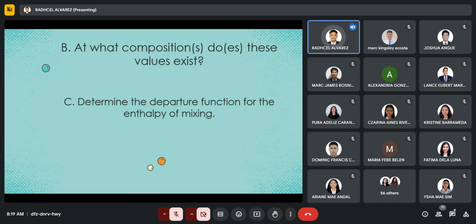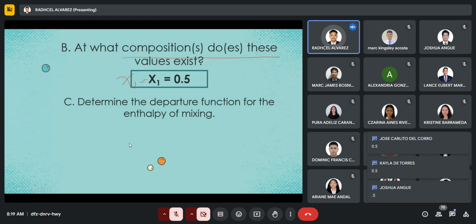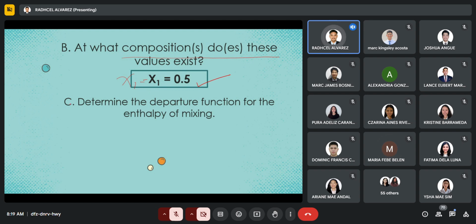Ano kayang value niya? Ano kaya sagot natin dito? Saan daw siya nag-exist? Yung mga values na nakuha nyo? Anong composition? Anong value ng x1? 0.5 po. Okay, very good. So, meron tayong x1 is equal to 0.5. Kasi doon nag-exist yung kanyang maximum value. Now, dito tayo, determine the departure function for the entropy. Ulitin ko, ito ay entropy.